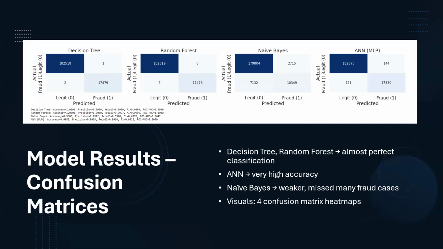This is a very big problem because in fraud detection, missing fraud can cause money loss. These confusion matrices show us that while accuracy may look good, the real difference is how well models detect fraud cases. So that's the confusion matrix results. Going to the next slide.